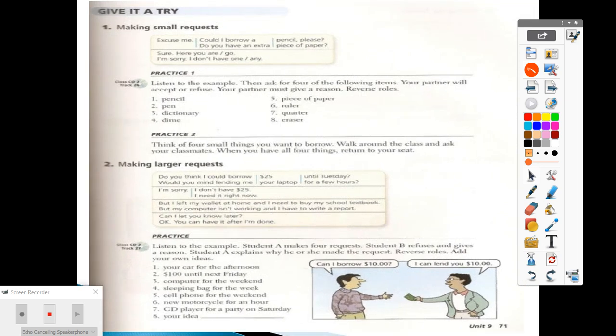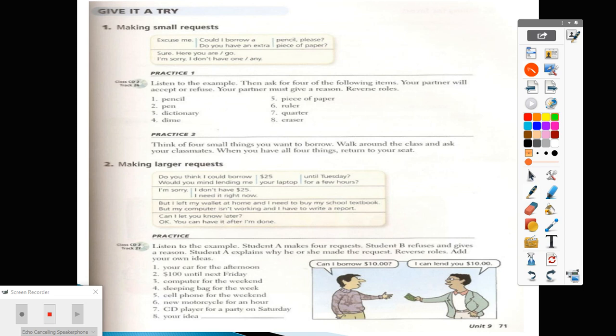Now, exercise. Give it a try. That means you as a student try to apply what you have just learned: making small requests. That means since we have small, we have large. How to make small requests, we will see.